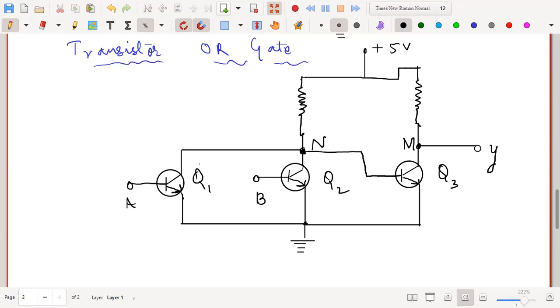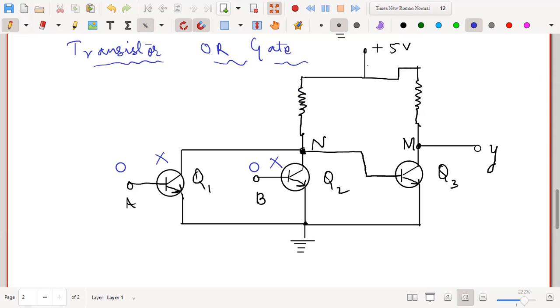Now the output will be high either when A or B is high, or when both are high. Now let us first see the low case. Let us say when this is 0 and when this is also 0. Now you know that when you apply 0 volt to the base of this NPN transistor, then the transistor Q1 will not work. That means no current can flow through this Q1. Similarly, the transistor Q2 will also not work.